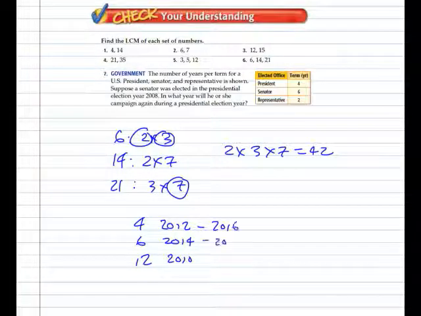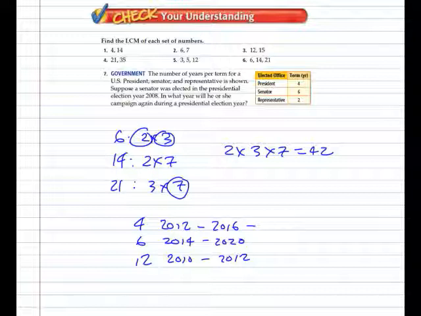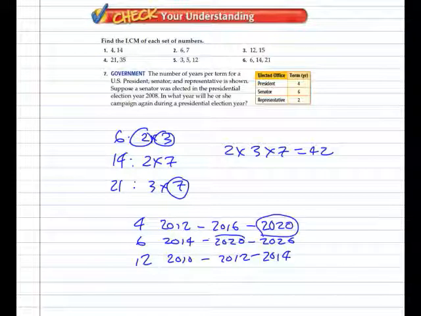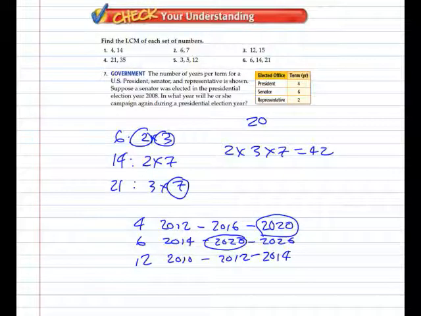So 2016, 2020, 2012, 2020, 2026, 2014. I can see that if I continue these out, my answer is going to be 2020.